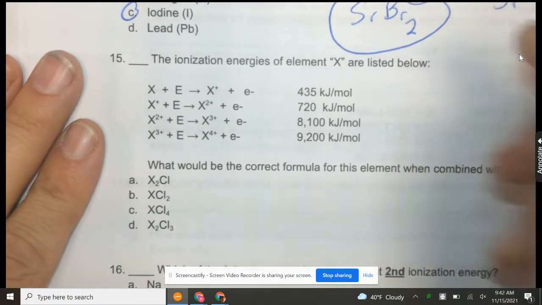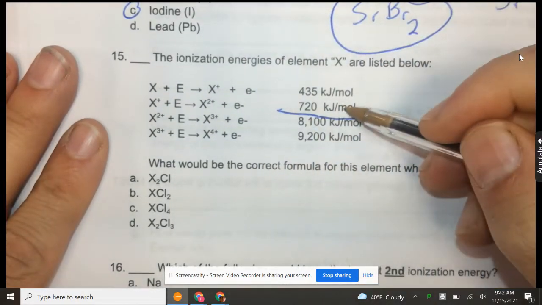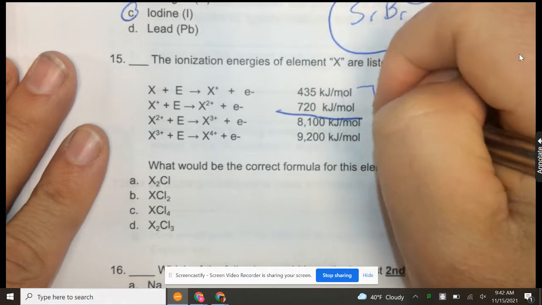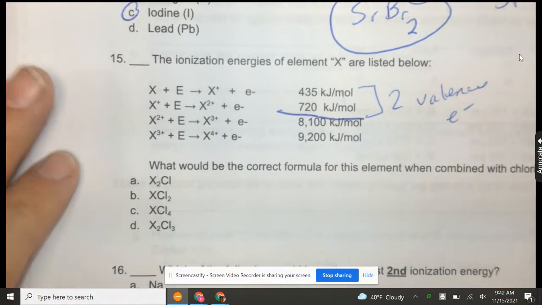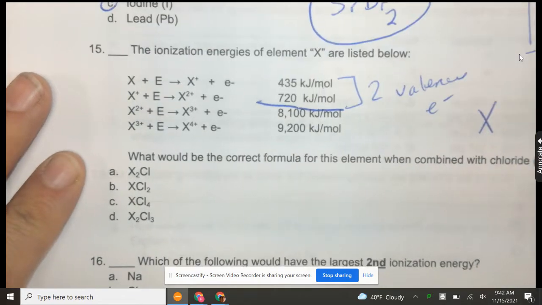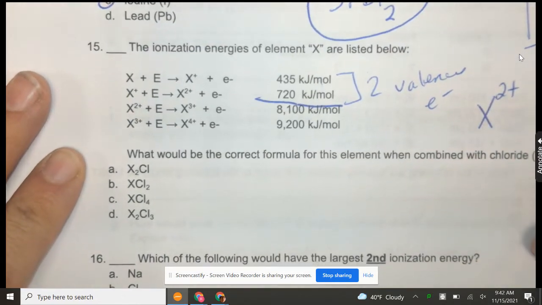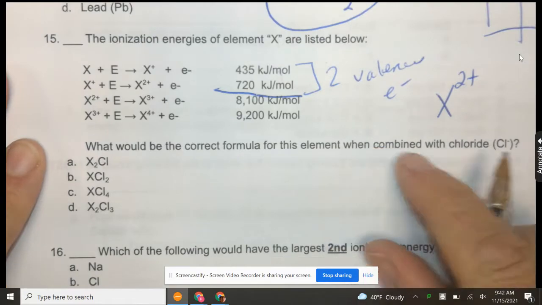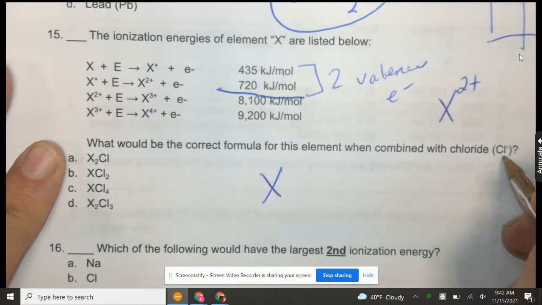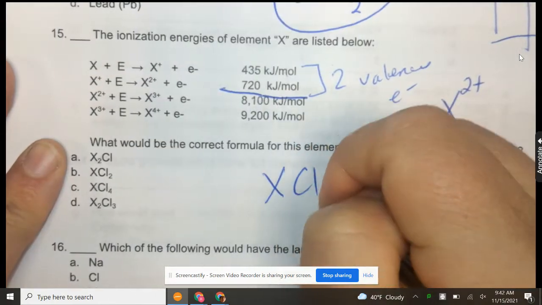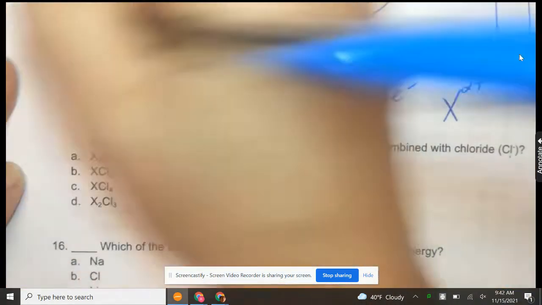What element can this be? These 2 electrons don't require much energy to remove, so they must be valence electrons. So element X will form an ion with a 2 plus charge. So if we combined it with chloride, we would need 2 chlorides to balance out the charge on X, so XCl2.